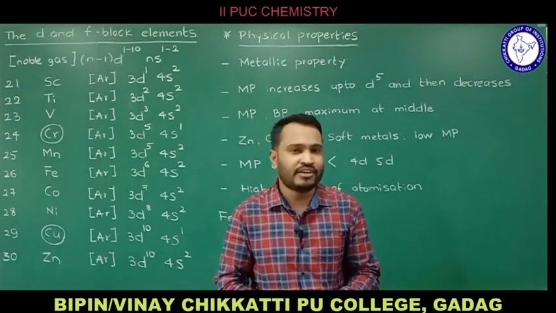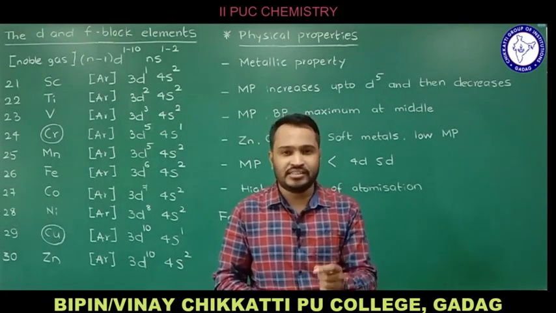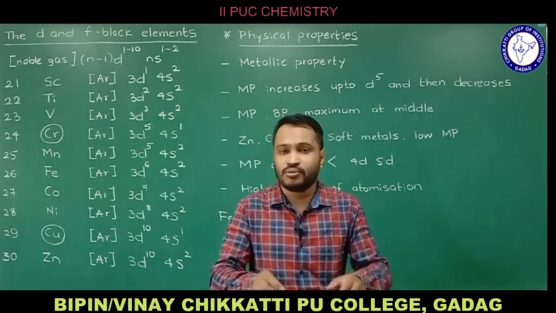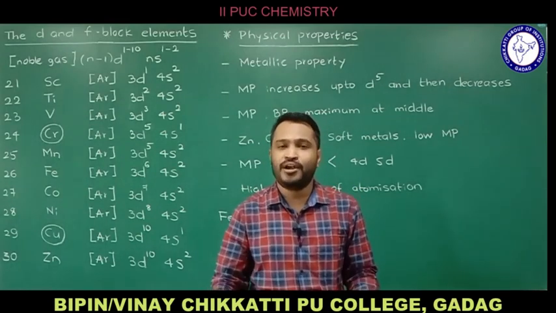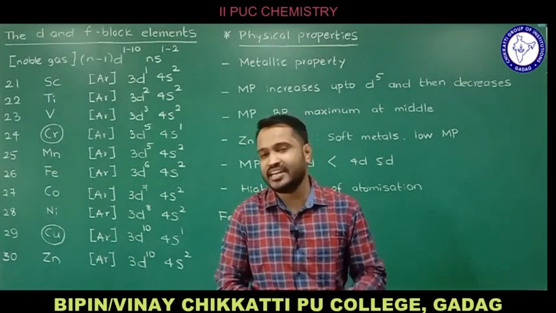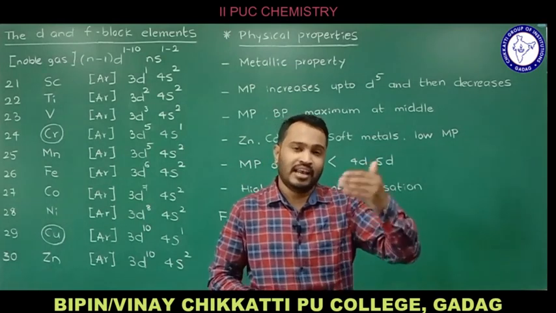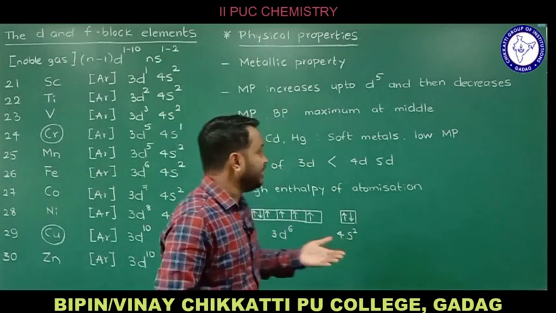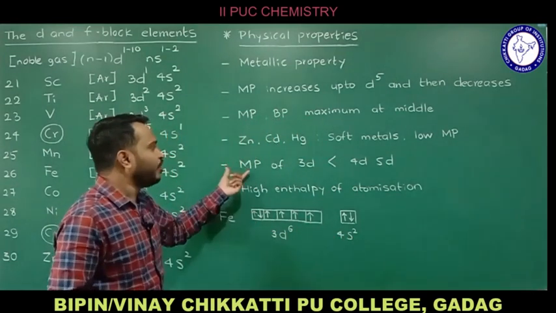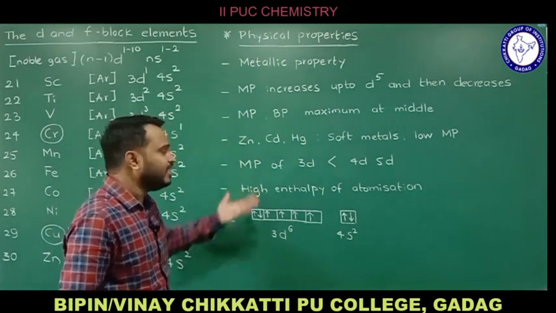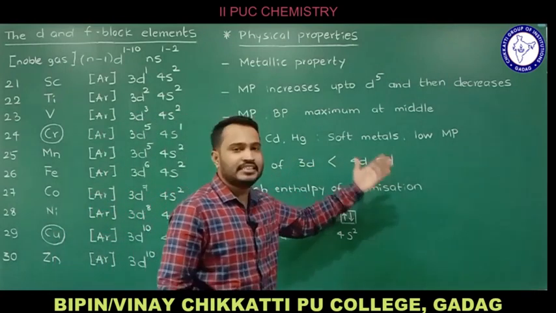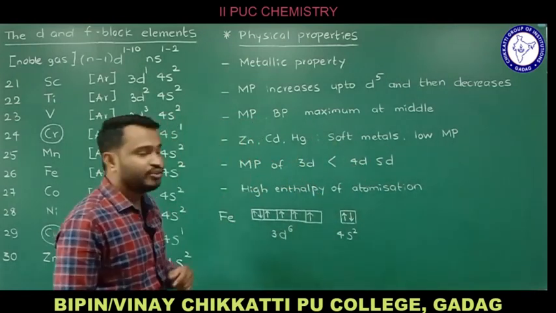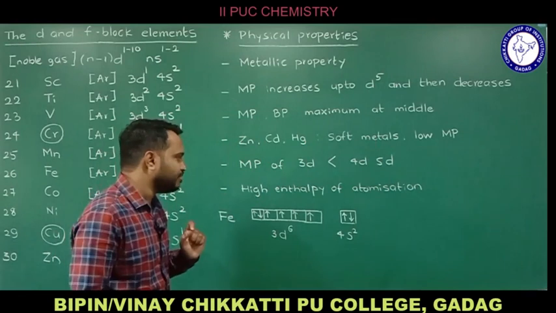What would be the reason for that one? In case of the 4D series and 5D series, the number of unpaired electrons is more when compared to the number of electrons present in the 3D series. Since we have a large number of unpaired electrons in the 4D and 5D series, that is the reason why the melting point of 3D is less, or you can say the melting point of the 4D and 5D series will be higher when compared to the melting point of 3D series elements.